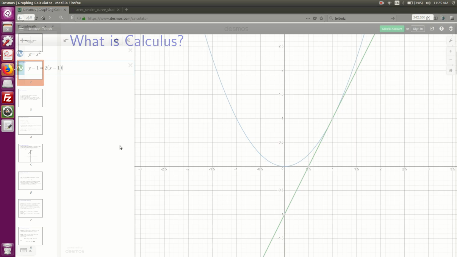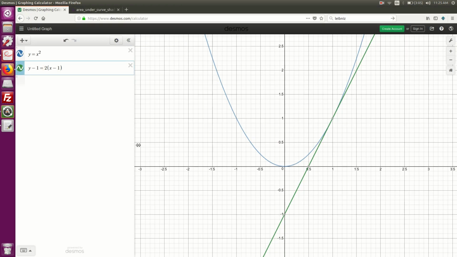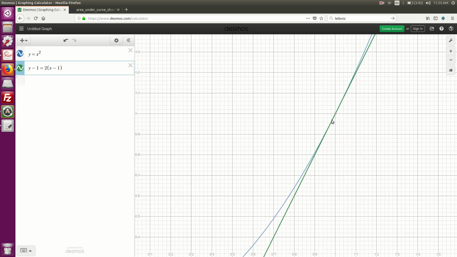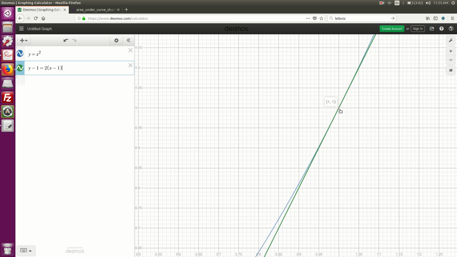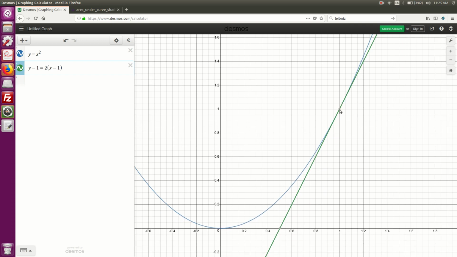And what do I mean by that? There are two senses in which calculus studies change. The first sense is what you see here. This blue line is the parabola y equals x squared, and this green line is a very special line that touches this parabola at exactly one point, the point (1, 1) that I'm hovering on right here. It touches at that point and essentially moves on away.